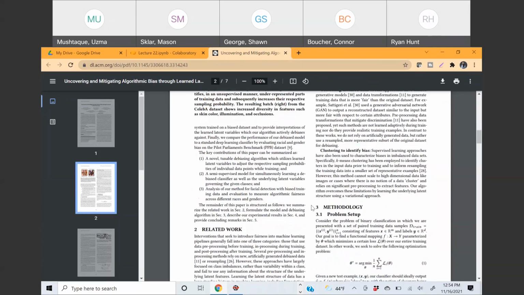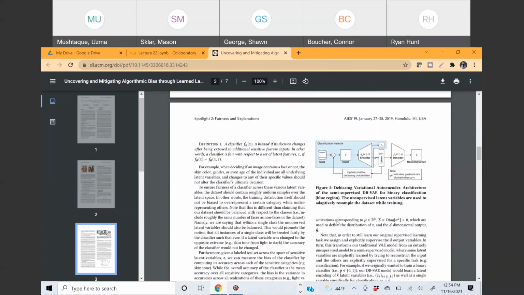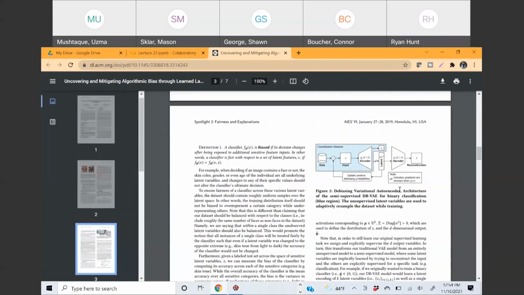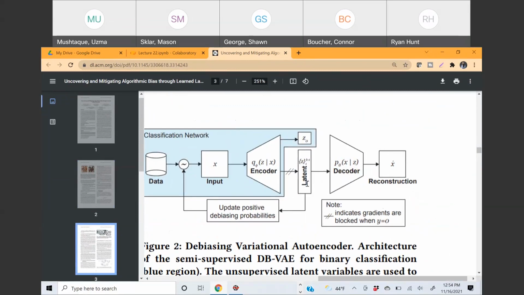And so very good results actually. So methodology, actually, I'll show you quickly. Yes, so they have a variational autoencoder, VAE type structure here, right? And then within this latent part of the encoder-decoder architecture, where we have the estimated features, the estimated Z, what we're doing is updating the positive debiasing probability, right? So we are explicitly making the likelihood of selecting the underrepresented data points greater in some ways than the ones that are overrepresented, right? So that's updating positive debiasing probabilities.